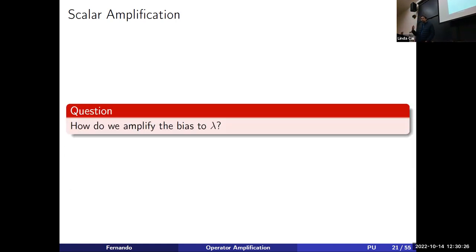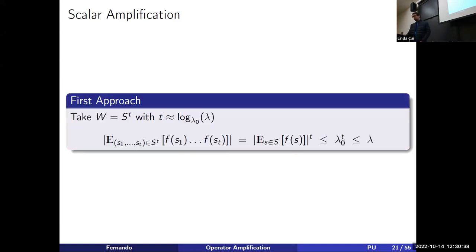Okay, now let's try to gain some intuition. We want to amplify bias. We have some bias lambda naught, and we want to achieve bias lambda. How should we go about it? The most naive thing, when you're trying to amplify things, is to take a product space. If you take W to be the collection of all tuples of this size here, you're taking a very dense collection. Then it's a product space, so this expectation is going to reduce to this form here. So we have T copies of lambda naught appearing, and we have a very beautiful decay of lambda naught to the T.